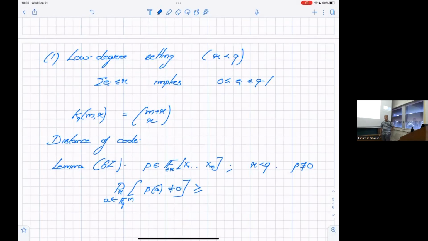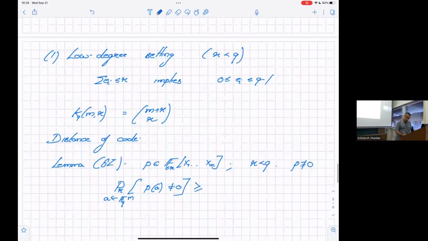One minus r by q. They can be at most r roots. Therefore, the number of times it is non-zero is 1 minus r by q, and that continues to hold good actually.